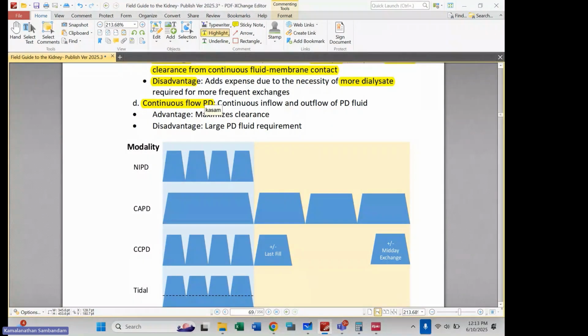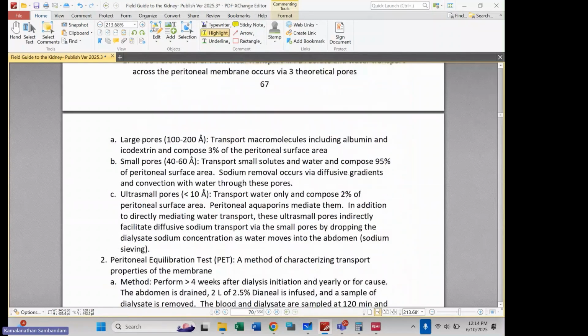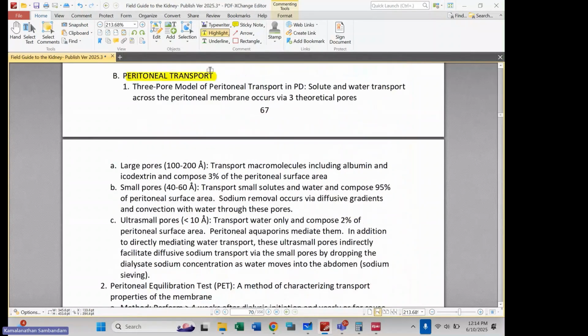that you have in this very sick patient. Okay, you will run into limitations because there is a certain amount of time that's required for putting fluid into the belly as well as draining the belly. So it's practically not really possible to do continuous flow PD with a cycler. Okay. All right. So moving on to principles of peritoneal transport.